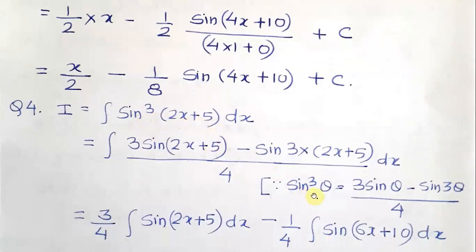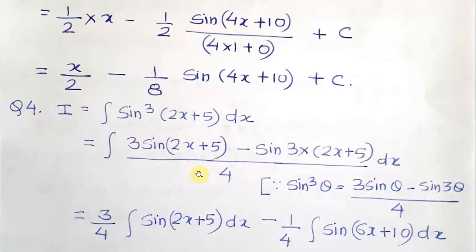Sine cube theta is equal to 3 sine theta minus sine 3 theta, whole divided by 4. In place of theta, I have given the angle 2x plus 5. So look here, 3 sine theta minus sine 3 theta is exactly the formula given to us. I wrote the value over there only in place of theta. As per the question, whatever value is given to me, I have kept here. The 4 in the denominator is coming as it is.